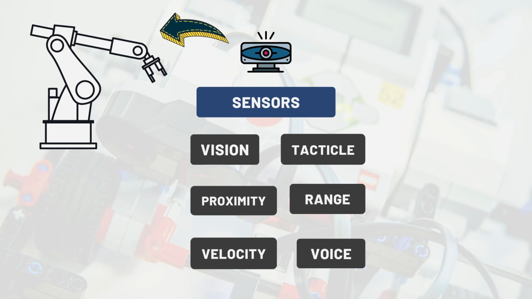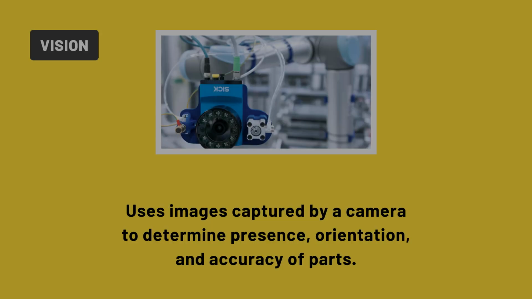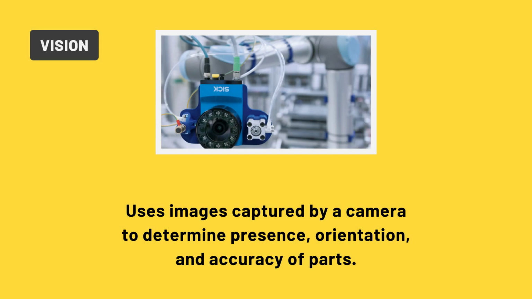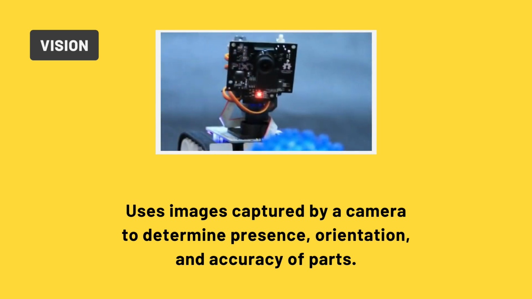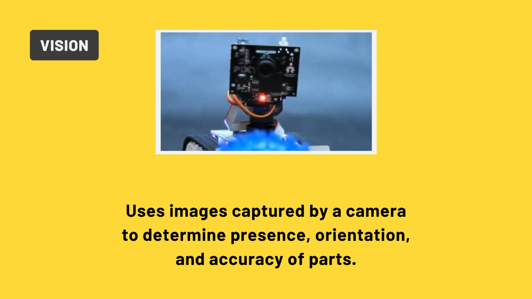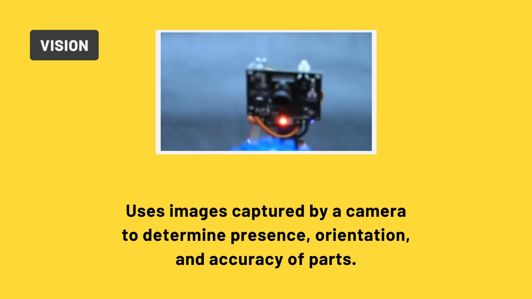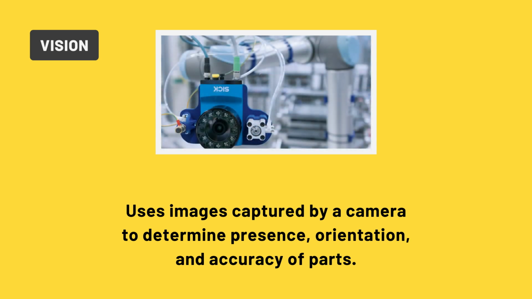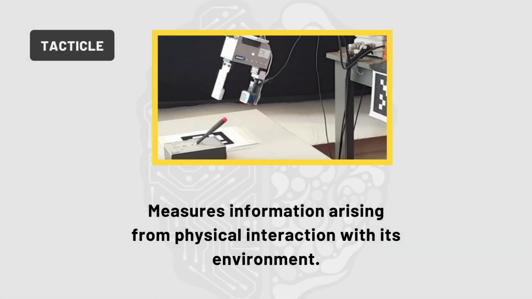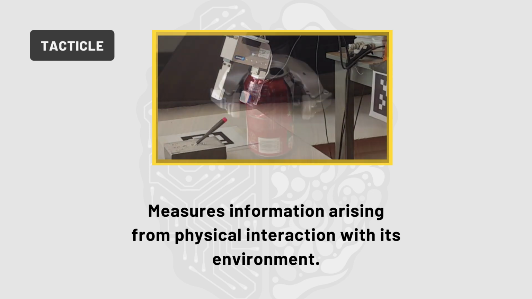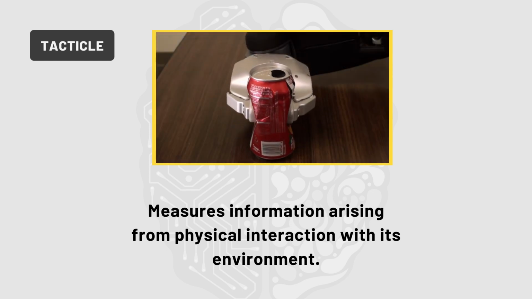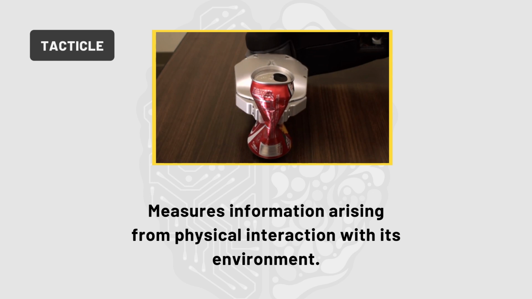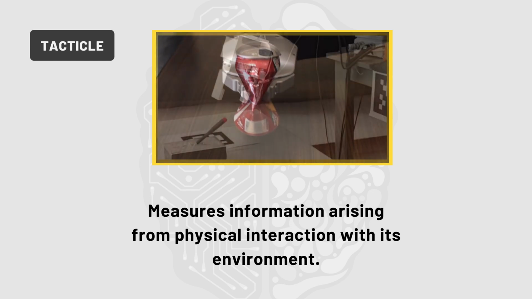Now let's understand some of the most common sensors used in a robotic system. First is the vision sensor. A vision sensor uses images captured by a camera to determine presence, orientation, and accuracy of parts. A tactile sensor is a device that measures information arising from physical interaction with its environment.